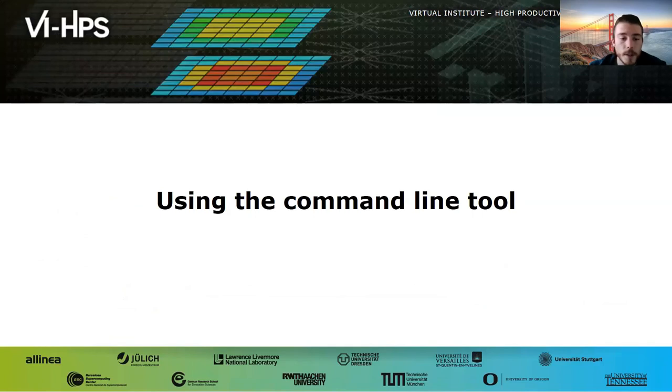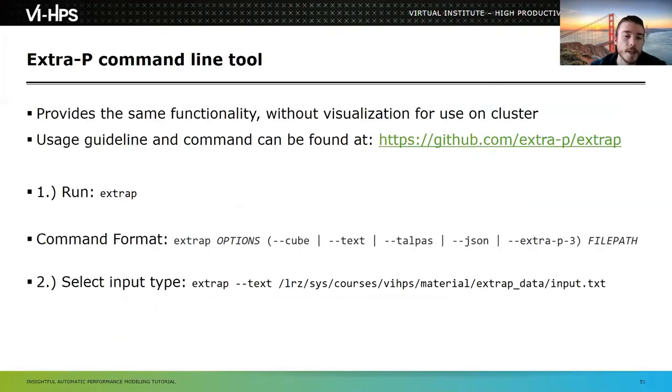Now for the command line tool, it features the same functionality. Instead of opening the GUI version, we just run Extra-P in the command line or in the terminal. Just running Extra-P itself will do nothing. It will just print you a help window with the different options that we have. In order to actually create some models and interpret some measurement data, you need to select the input type that you want to open and provide the path to the input file. For example, we use extrap --text to open a text-based file format and then provide the path to this input file.